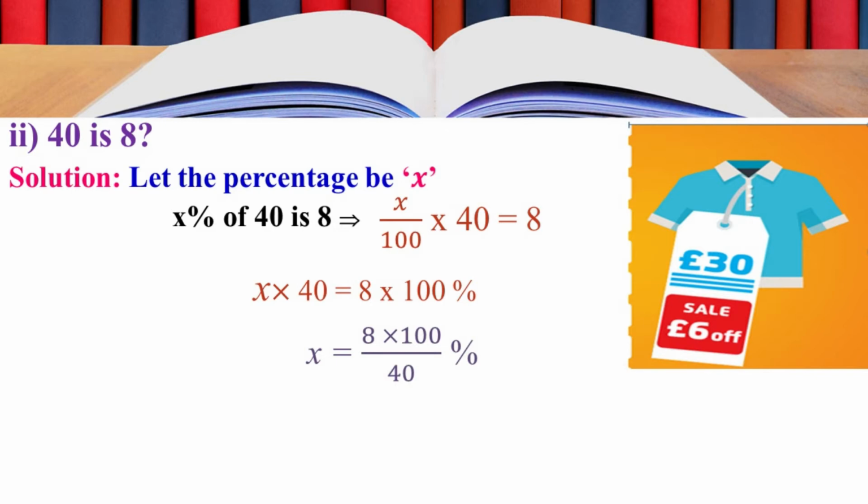We can cancel 8 and 40 using the common factor 8. So we get 5 in the denominator, and 5 and 100 also have the common factor 5. On cancelling by 5, we get 20 in the numerator. So the solution is x equals 20 percentage, and 20 percentage of 40 is 8.